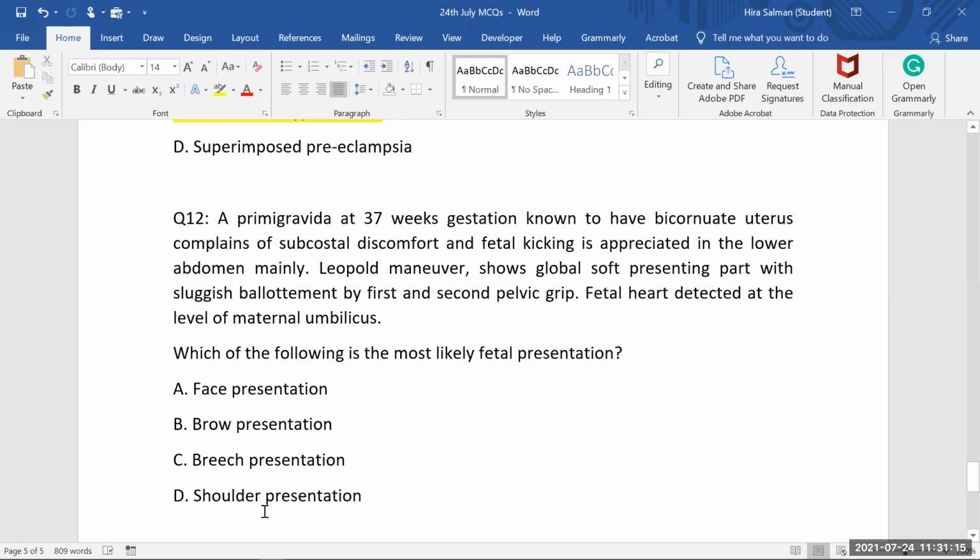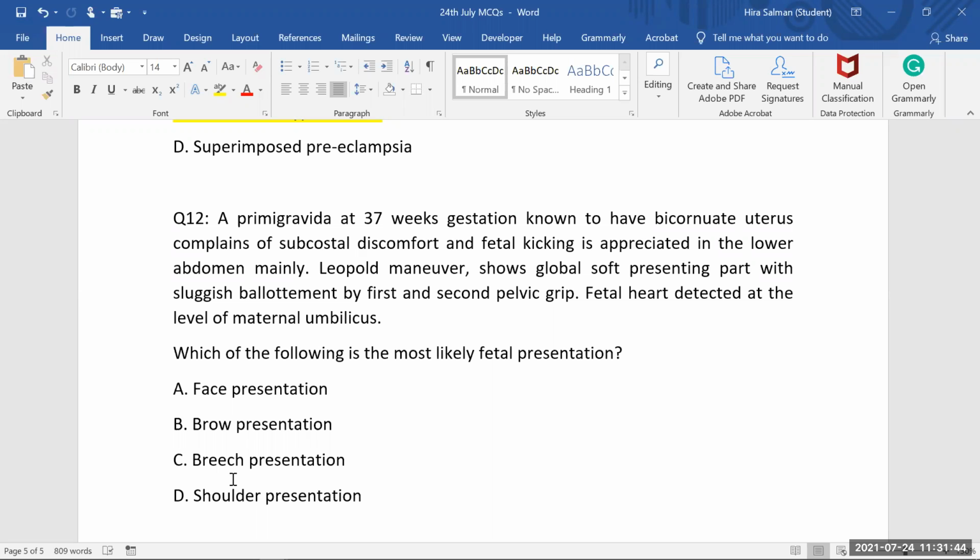Shoulder presentation and breech presentation. Again, shoulder presentation you have to confirm by per vaginal examination. You cannot appreciate it on per abdominal examination. But breech is the one which you can easily appreciate on per abdominal examination. If by doing the first and second pelvic grip, you see the globular, bulky, soft portion moving between your two hands, that's most likely a breech presentation.